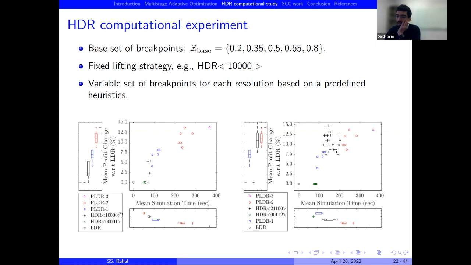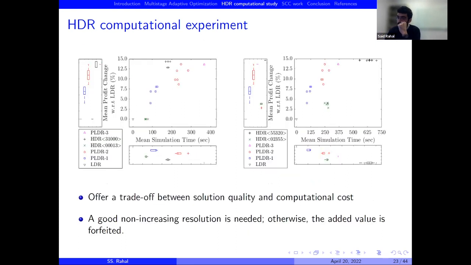In the first case, to the left, it's a trade-off between LDR and PLDR1, and to the right, it's the trade-off between PLDR 1 and 2. The same thing can be seen with this additional HDR, which is a trade-off between PLDR 2 and 1. However, the requirement to obtain this good trade-off between solution quality and cost is a good design of what we call the non-increasing resolution.